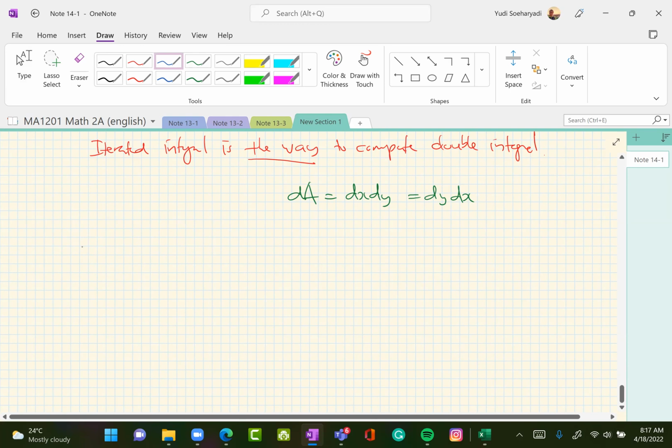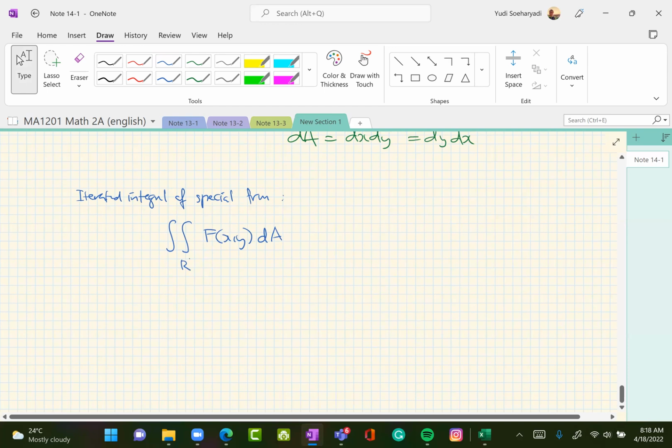The iterated integral of special forms. You can click this one here, the double integral over a rectangle. Okay, so you see here, suppose you have a special form. This special form is this one here.